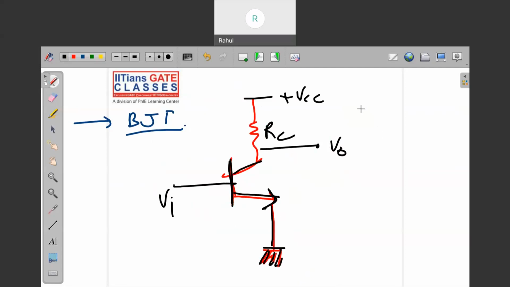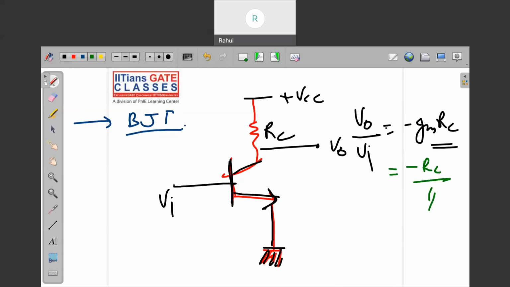The gain, V naught by Vi, will be equal to minus GM RC, where GM is the transconductance of the bipolar junction transistor. You can write this as minus RC by 1 by GM. It is very easy. If you're looking for impedance from this point, it will be 1 by GM, if there is no base resistance, and this will be grounded, so the total resistance is RC.